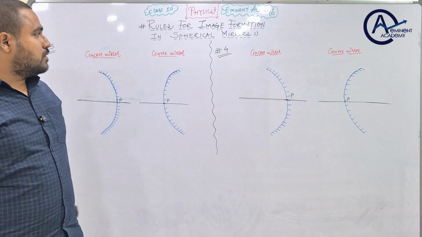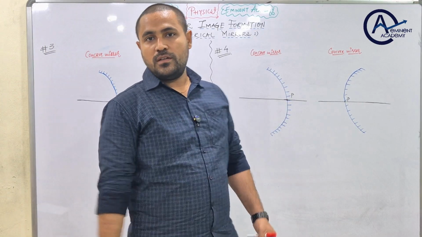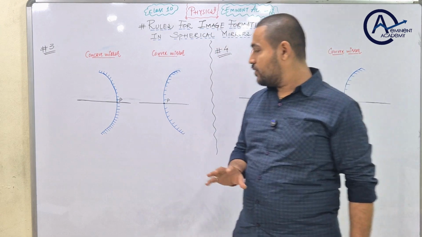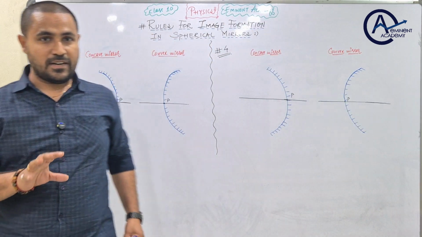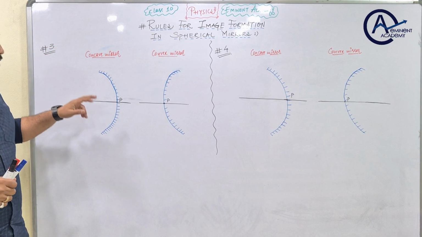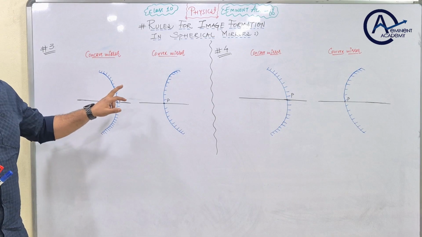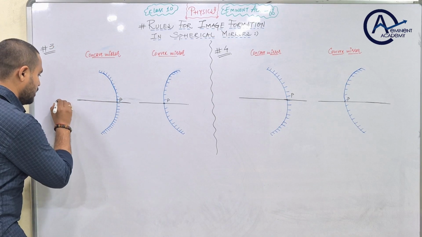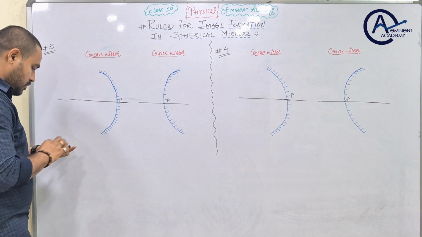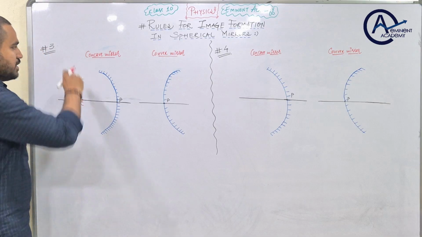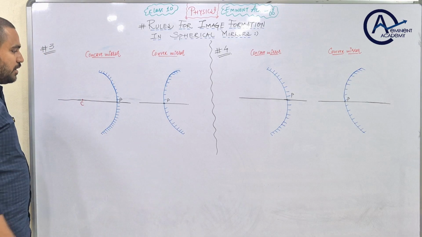So now let us discuss the third rule. The third rule is all about the center of curvature. We know what the center of curvature is: it is nothing but the center of the sphere from which this mirror is made. So let us consider this as a center of curvature in the case of a concave mirror.